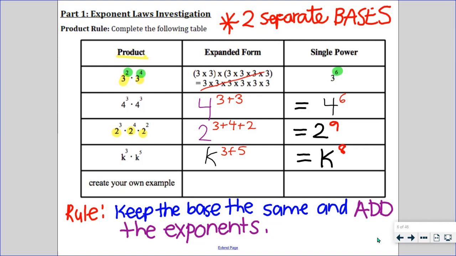Our base 4 in expanded form, so our base of 4. We do our work for the exponent, so we put the exponent of 3 plus the exponent of 3. So that is how we can also show our work in expanded form. And it's really important for the test.